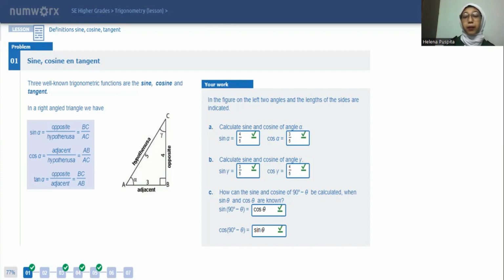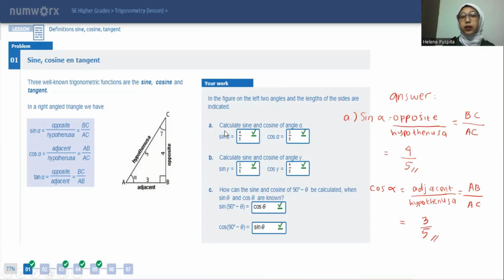How to solve a problem like this? Well, I will explain the solution of the question. In the figure on the left, two angles and the lengths of the sides are indicated. Calculate sine and cosine of angle alpha. Sine alpha is 4 over 5.